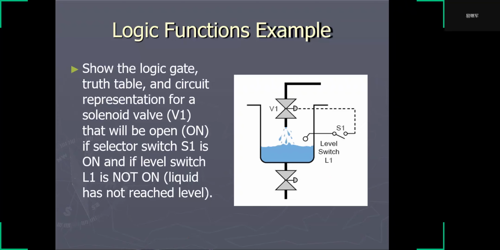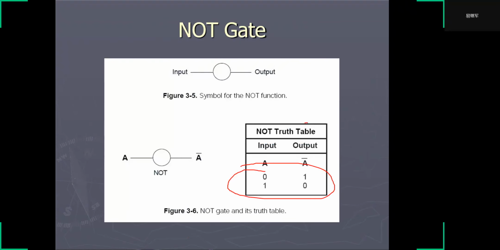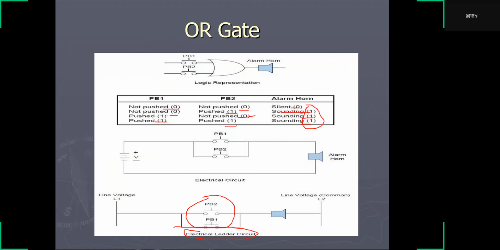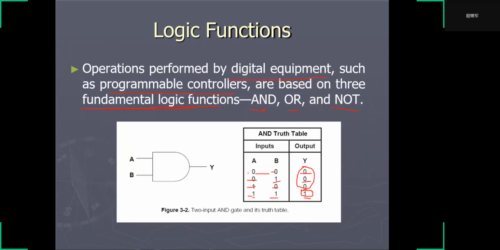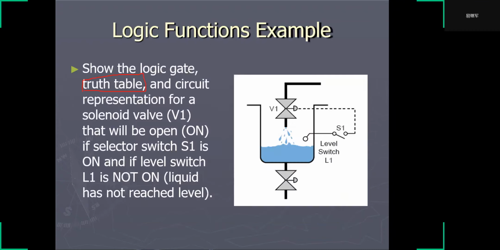Here are some examples for the logical functions. Examples show the logical gates truth table: the NOT truth table and the AND truth table. A truth table represents all possible states, and shows the logical gates and the circuit representation.